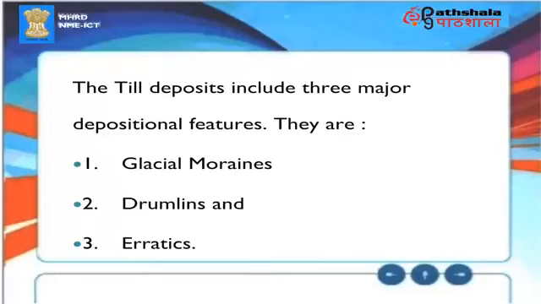The till deposits include three major depositional features. They are glacial moraines, drumlins, and erratics.